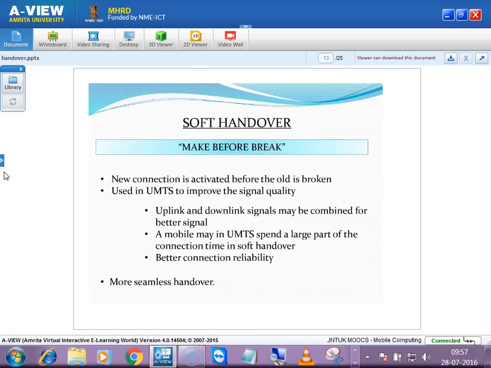So soft handover. What is soft handover? Make before break. In hard handover, you are breaking and establishing the connection to the target cell, target base station. Here it is not the same. Before you are terminating with the first cell, you will be establishing the connection with the second cell. So here hardware comes into the picture, and you will be receiving two signals at a time.